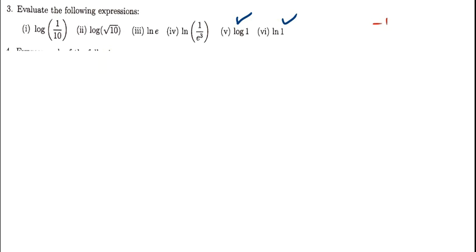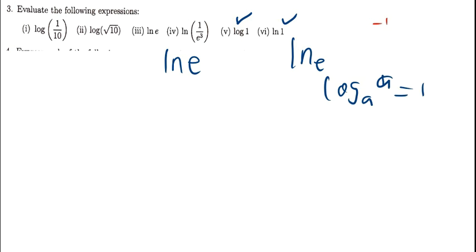Then if I have got ln e, ln is always in base e, but they will not show it. It's always in base e, but they will not show it. So one thing you should know is that log base a of a, log of base itself, is basically 1. So ln e base e is just 1. So here the answer is 1.